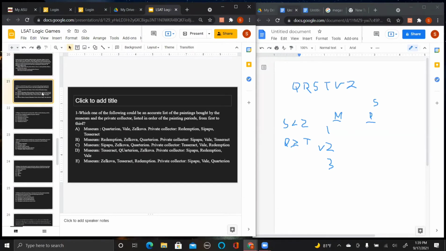Which one of the following could be an accurate list of paintings bought by the museum and private collector listed in order of the paint periods from first to third? So a lot of stuff going on, isn't it? But it's fine. We should be able to figure it out. All we got to do is follow our rules. Now again, for the first question, try and find what breaks the rules.